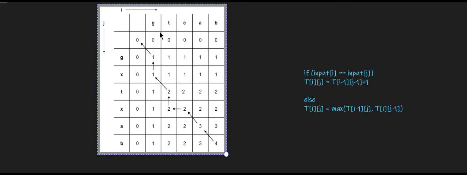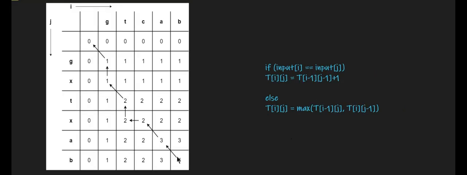Hence is the case with GTCA and GXTXAB, the last character don't match, so we take maximum of 3 and 2, we get 3. When we compare the whole of first string and whole of second string to get the last entry of the matrix, we see that the last entry is matching, so we take the incremental of the upper left diagonal element, so we get 4 here. So this 4 is the length of the longest common subsequence between these two strings, that is GTCAB and GXTXAB.